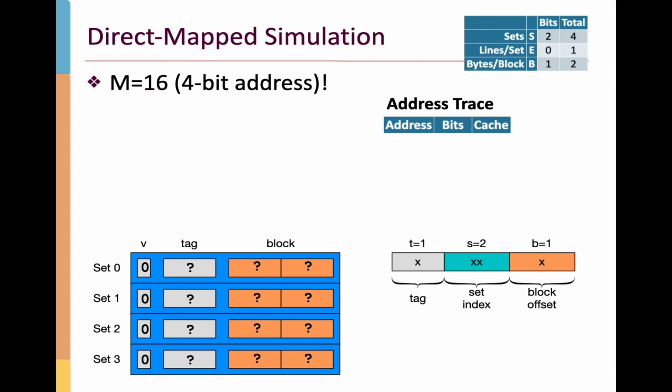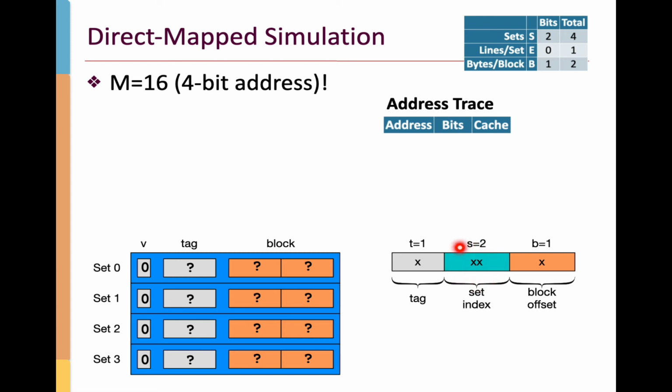Direct map cache, so I've got one line per set, and then I've got 4 sets set up here, set 0 through set 3. So because I have 4 sets, I know that means that my value for little s is going to have to be 2, because 2 to the 2, or 4, is going to be my total number of sets. The fact that this is 2 means that I have to have 2 bits in my address.